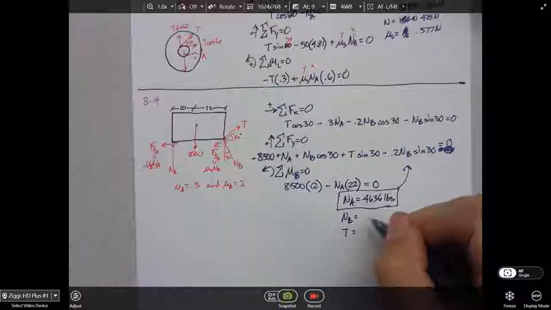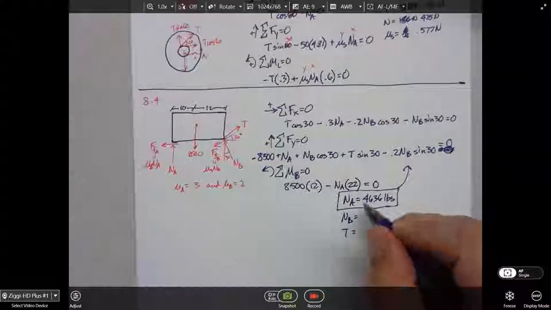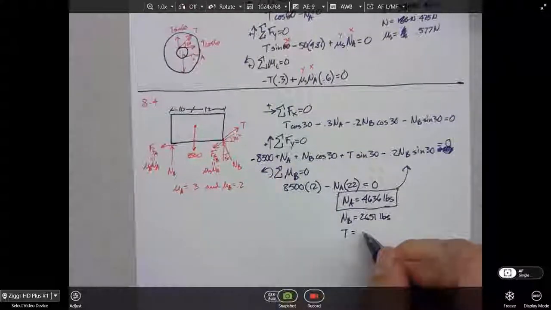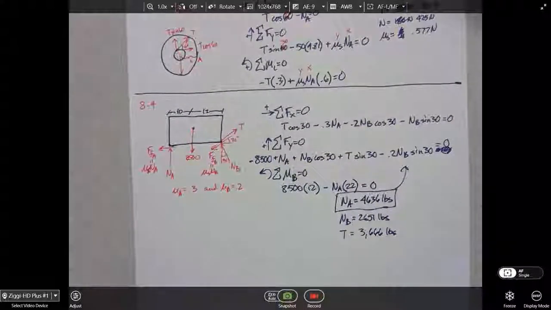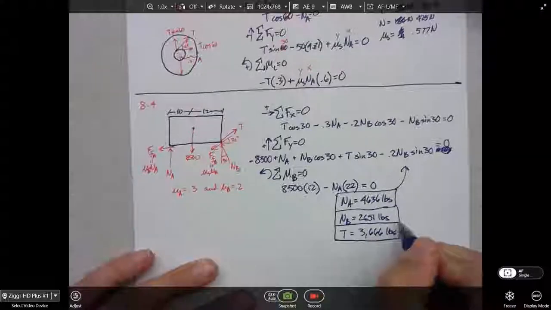Anybody get values for N, B, and T? Yep. What'd you get? For B, I have 2650, or 2651, depending on how you run it. Okay. And for T, it is 3,666. Did someone confirm that's what they got? Okay. Rebecca confirms. All right.